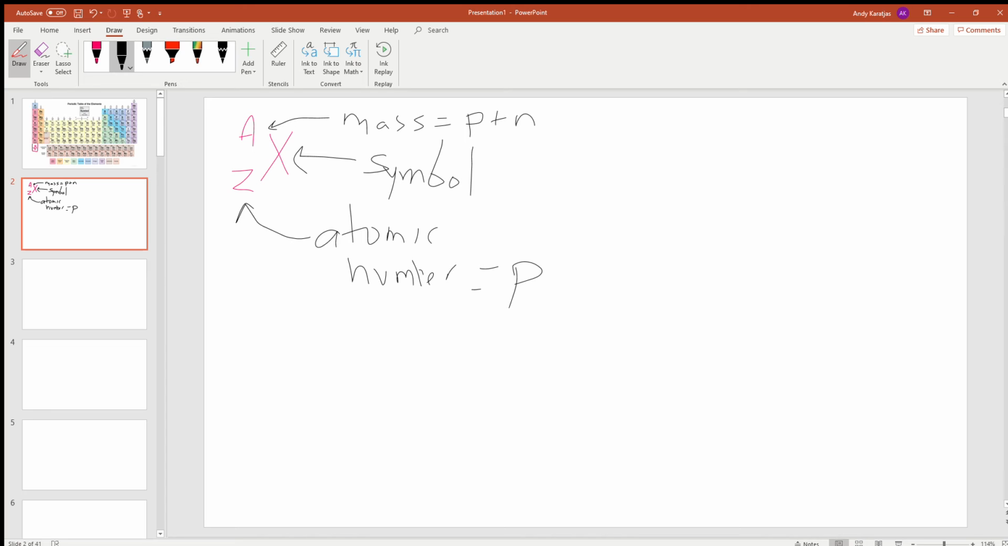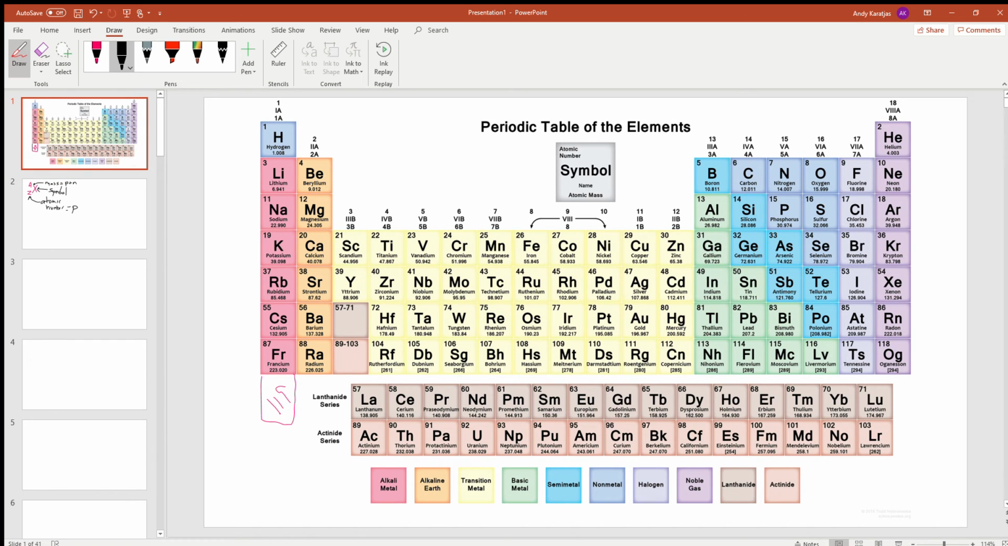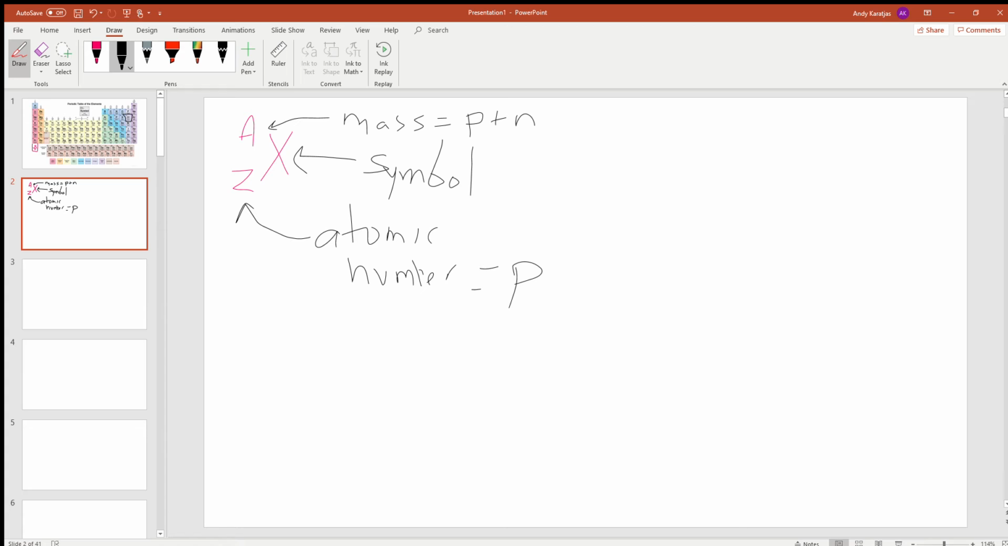But if we go back to the periodic table, we can choose pretty much any element. So let's choose, for example, chlorine. Chlorine is element 17 and has a mass of 35.453. So let's write that down over here. Chlorine, 17, and the mass is 35.453.